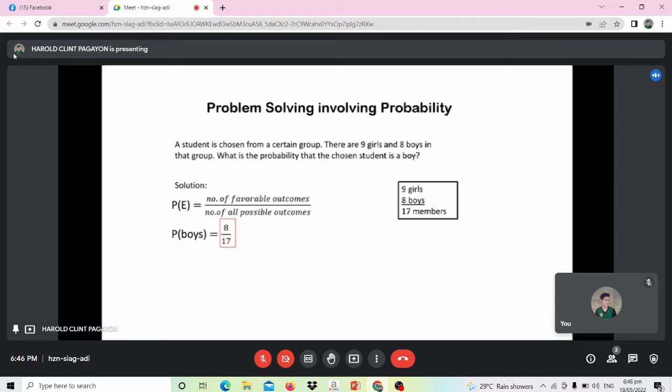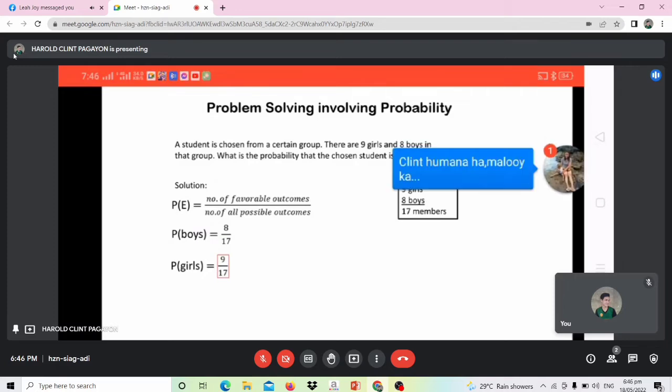Since we have found the probability of the boys, we are now going to solve for the probability of the girls. The same as what we have done, let's substitute. P of girls, since girls is what we are looking for, is equal to 9. So 9 is now our number of favorable outcomes, all over 17, the same as with the boys. Since we cannot simplify this, this is now our final answer.